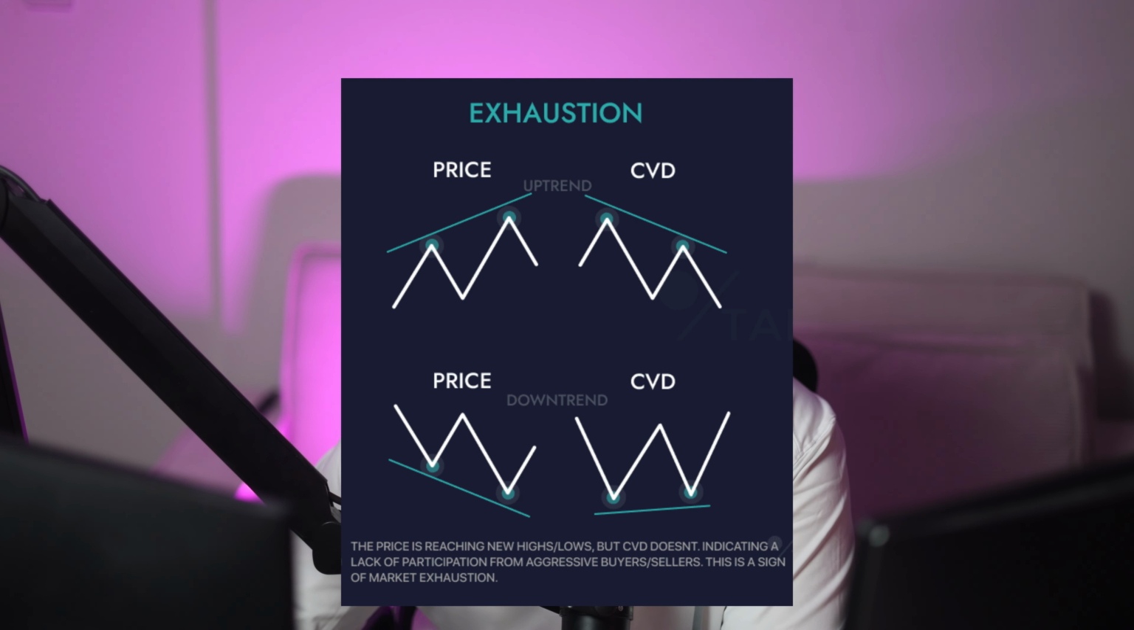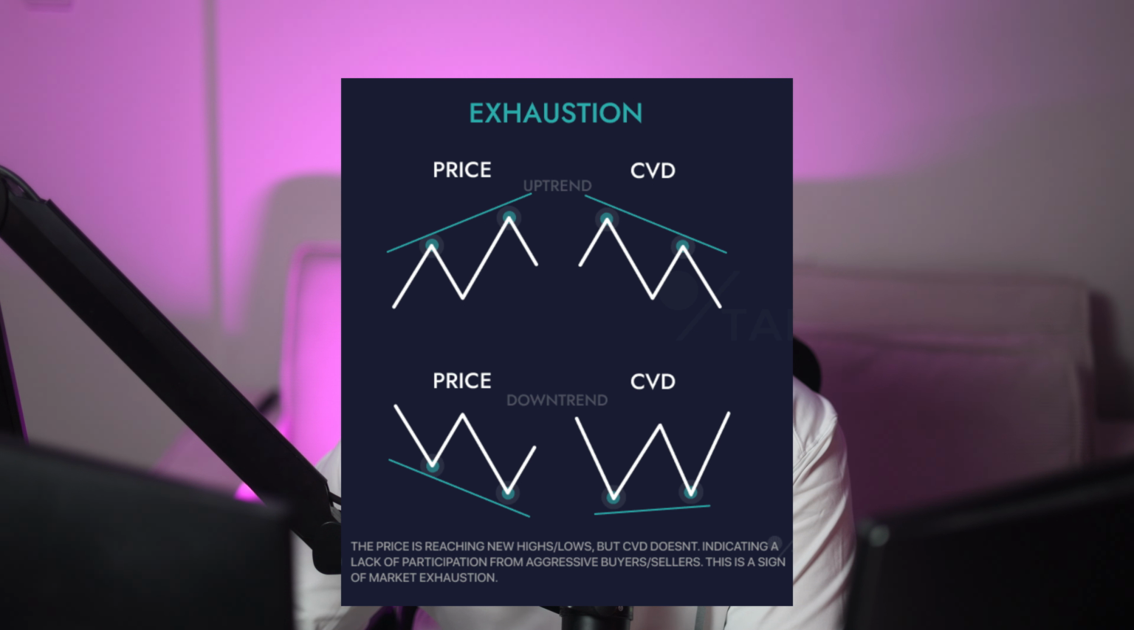Okay, so you can see here, this is how we identify exhaustion. Very simple. In an uptrend, the price has made a high and a higher high. CVD has made a high and a lower high. So CVD should have followed the price, but it hasn't. It's made a lower high. We've got a divergence. This is an exhaustion for an uptrend.